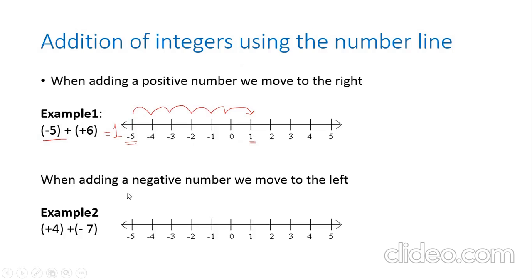On the other hand, when adding a negative number, we move to the left. So here we are adding -7, which is a negative number. We start by looking at the first number, which is 4, and we locate it on the number line. So here is 4. We have to move 7 points to the left because we are adding a negative number. 1, 2, 3, 4, 5, 6, and 7. We finish here at -3. So the result is -3.